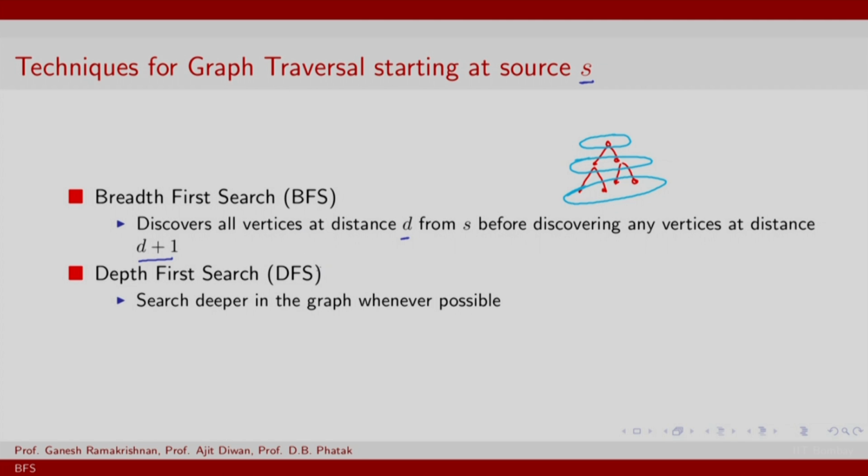On the other hand, depth first search searches deeper into the graph wherever possible. So what does this translate to? Well, this means that I am going to first traverse this path as much as possible, then this path, then this path, and then so on. So let us do more of breadth first search.